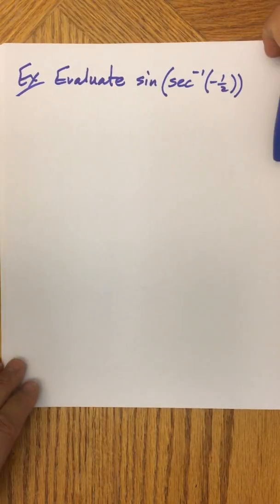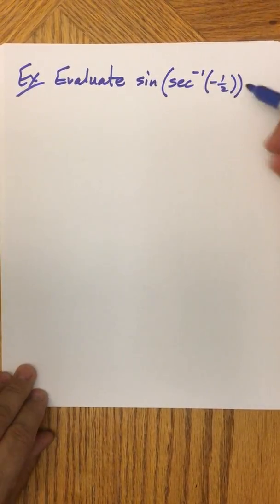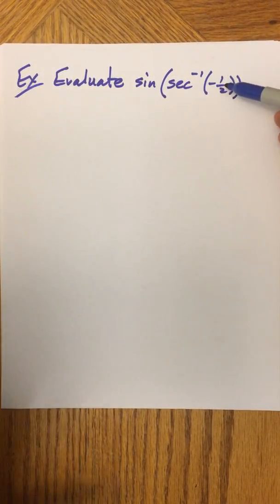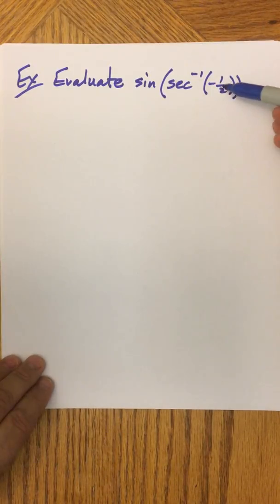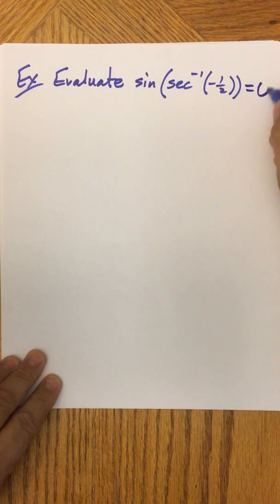Okay. So here's our last example. Now, of course, you always do a mental check for input. Is the input valid? And we know for secant, for inverse secant, -1/2 is not possible. So technically, you should already just go, boop, done.